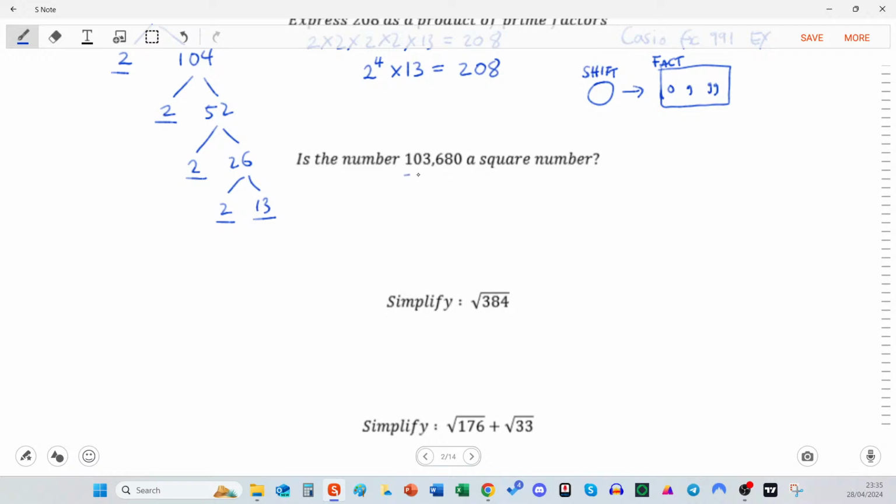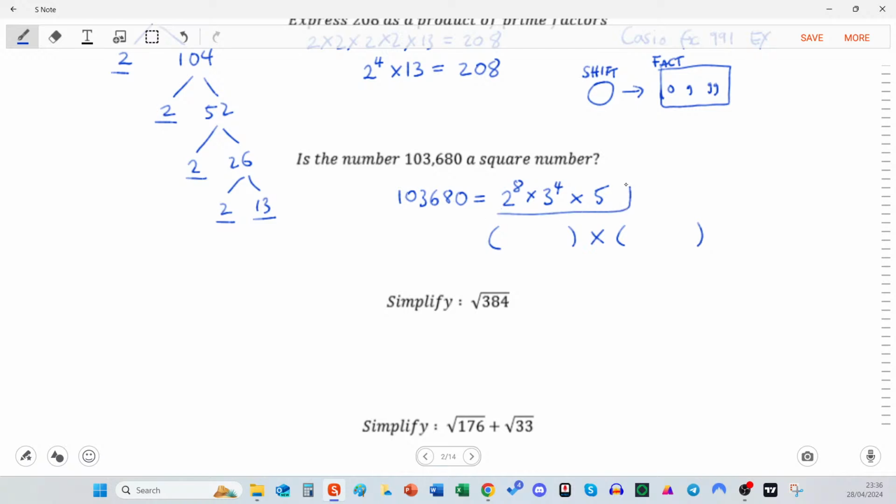So let's look for that with this. This is one of the best ways to help define a square number. Now I'm going to use my special button on the calculator to show you. Obviously you can go through this whole tree method again, but with the button I can see that 103,680 is equal to 2 to the 8 multiplied by 3 to the 4 multiplied by 5. And we need to know whether this is a square number. It's a square number if you can see two numbers multiplied together that are the same.